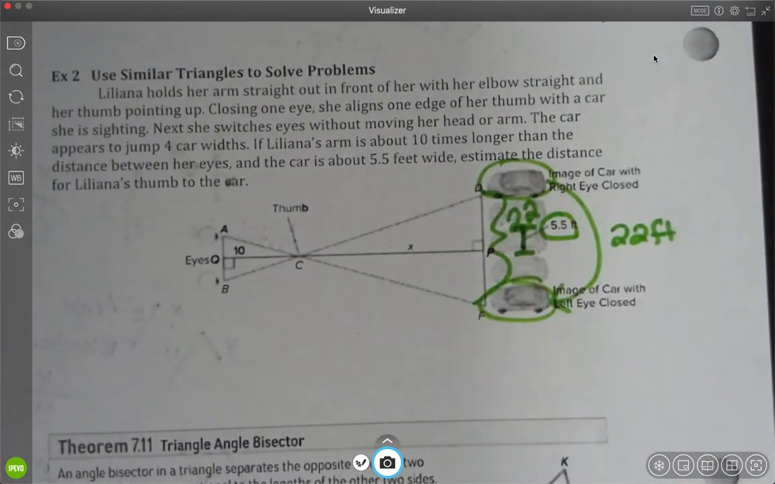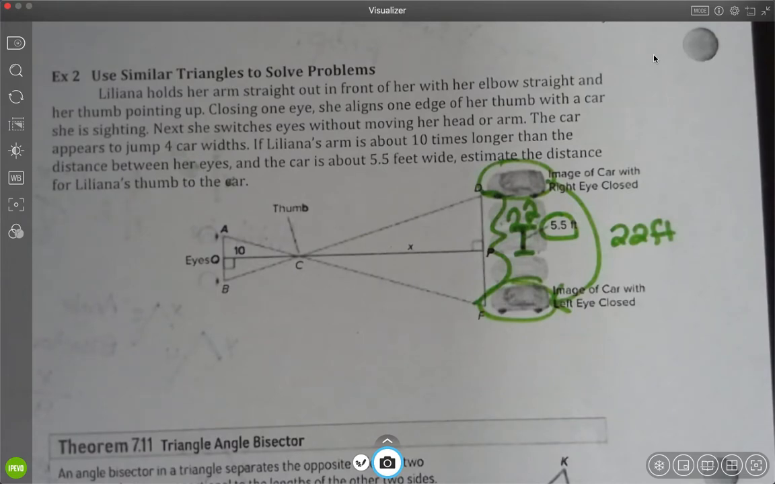4 car lengths. Okay. The car appears to jump 4 car widths if Liliana's arm is about 10 times longer than the distance between her eyes. So it's not saying that one is 10 and the other one is like 1 centimeter. It just says a 10 to 1 ratio. Okay, so if our eyeballs are, I don't know, 3 inches apart, then from here to here is 30 inches, right? Because it's 10 to 1 ratio.